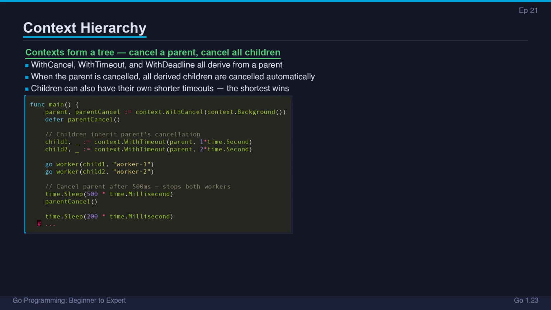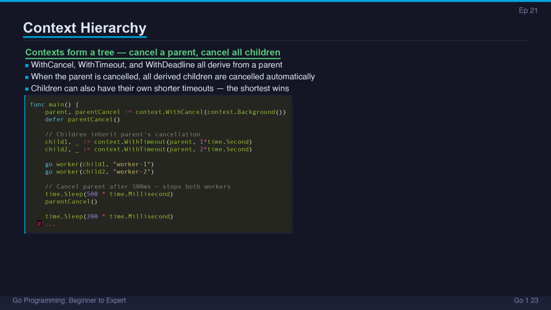An HTTP request arrives. You create a context with a 5-second timeout. You pass that context to a DB query, which you wrap in its own 2-second timeout. You pass the same context to an external API call with a 3-second timeout. If the HTTP request is canceled because the client disconnected, all 3 operations stop. If the 5-second HTTP timeout fires, all 3 stop.